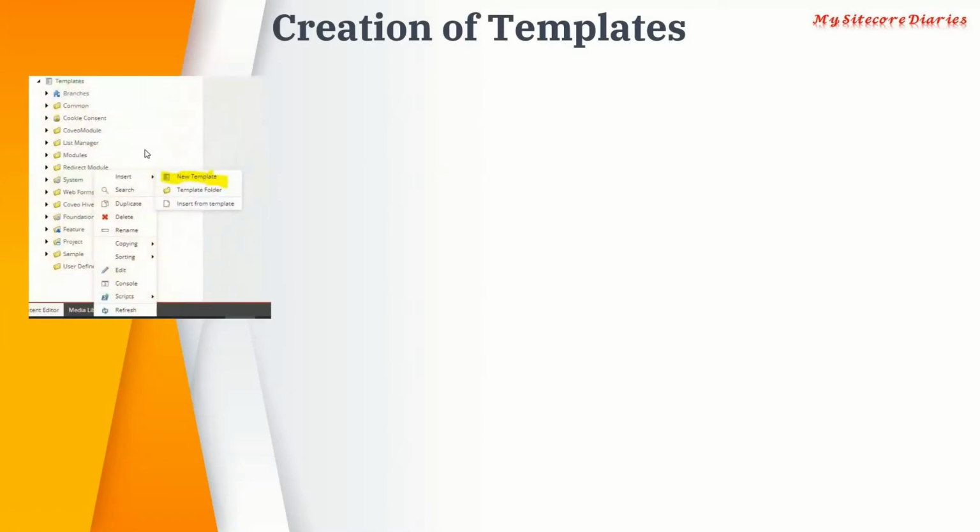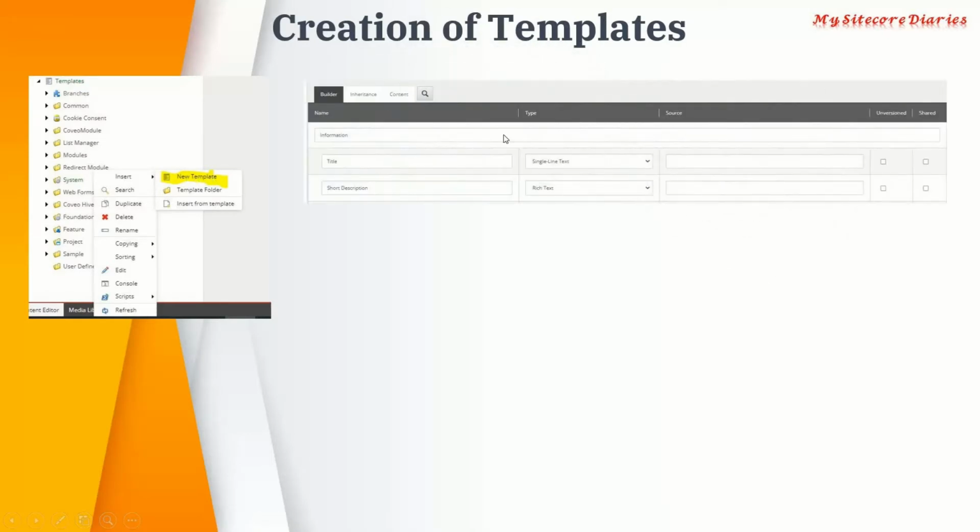Now let's see how to create a template. In the template section in the content tree, if you right click on any of the folders, you will get an option to insert a new template. Once you click on new template, you can create a template, and in that creation you have a builder section where you can build the template. For building the template, you will need a section and you will need fields. So section and fields will build your template.